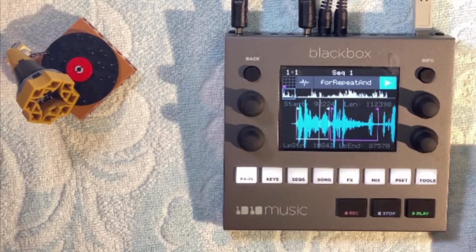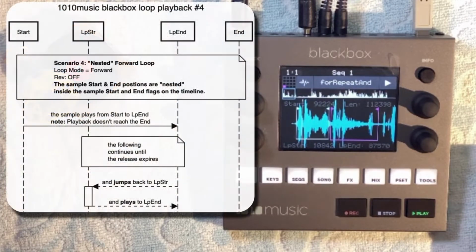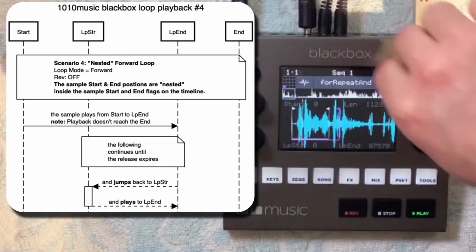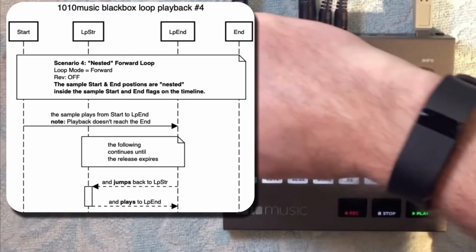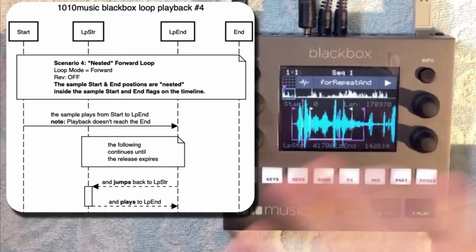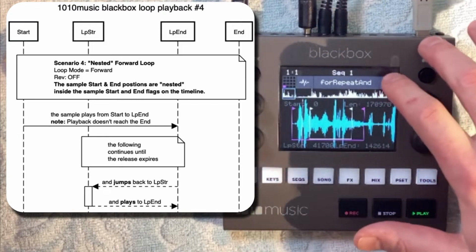Scenario 4. All right, now we're going to get into what I refer to, and this is just me talking here, nested loops. So what I'm going to do now is show you a nested loop, and that is where the loop start and end is inside or nested within the sample boundaries. So let's check that out.